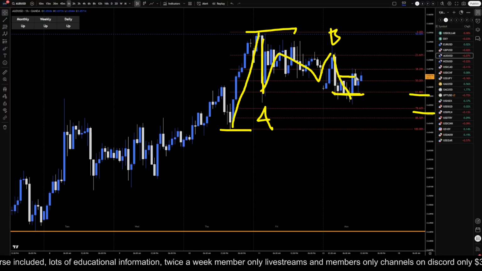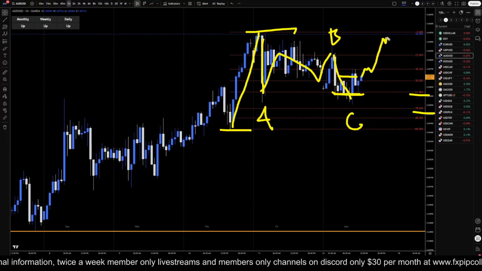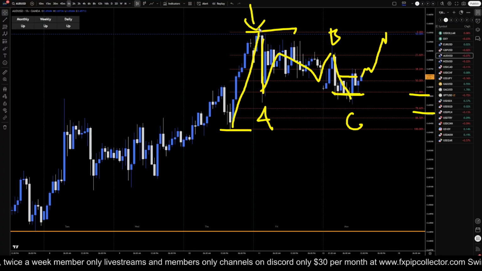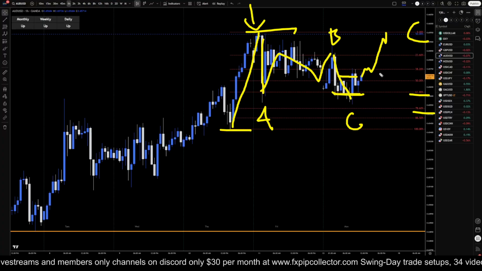If it breaks structure, which it looks like it is trying to, then it's probably going to end up pushing up. It's probably going to at least go back up to the previous highs, and who knows, it could push beyond the 50% up to the next Fibonacci level, like the 61% Fib, before we see any significant pullbacks.